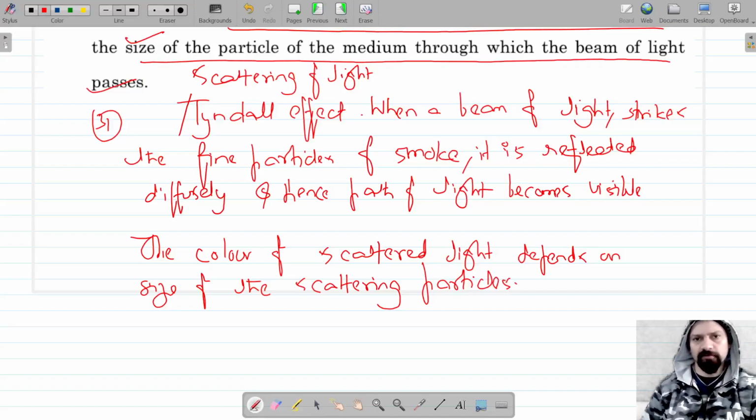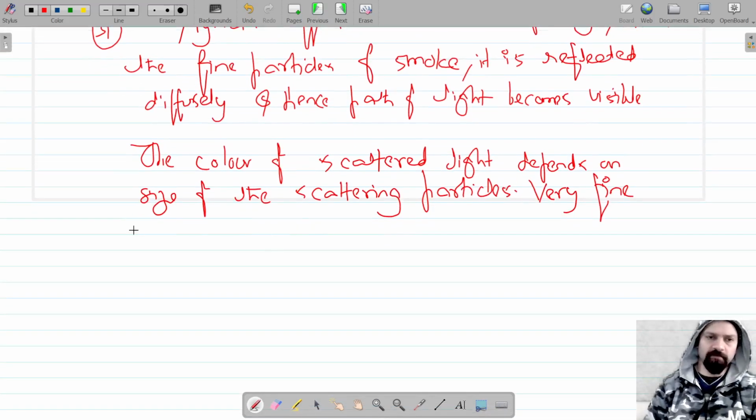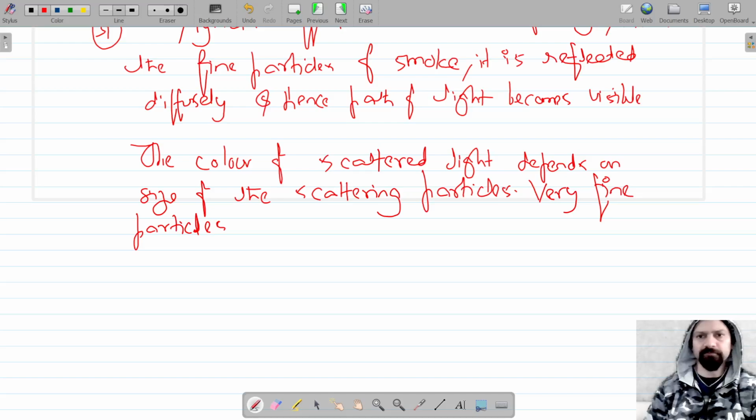Now, very fine particles scatter mainly blue light of shorter wavelength. I'm going to write which color is scattered by which particles of which size. So very fine particles mainly scatter blue light.